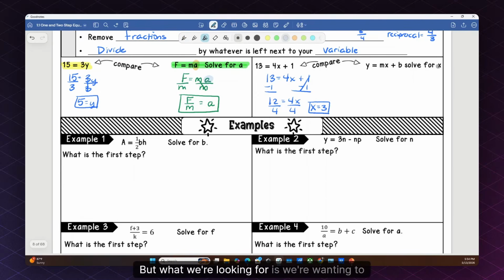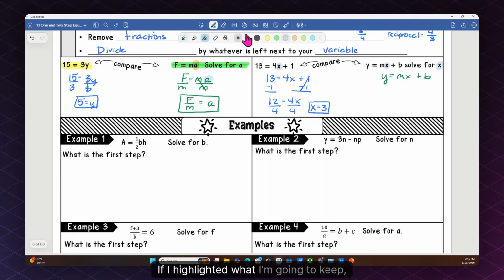But what we're looking for is we're wanting to isolate x. We're wanting to solve for x, and my x is right here in this position. It was right here in this position for this regular equation that you're used to looking at. So we're going to do the same thing. We can totally do that with letters. We don't have to get anxious about it.